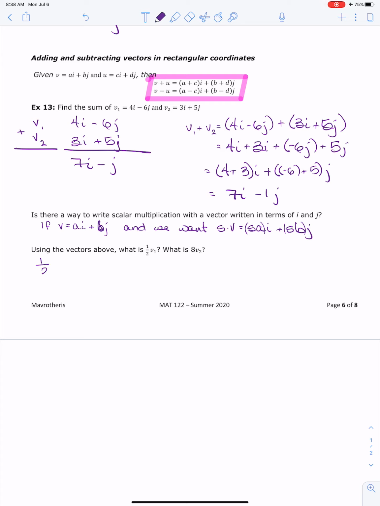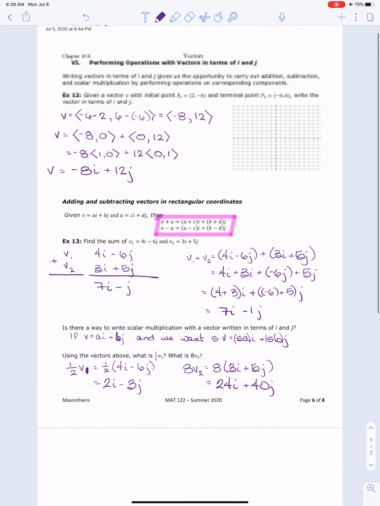So if we want 1/2 v sub 1, that's 1/2. My v sub 1 was what? 4i minus 6j? One half of 4 is 2i. 1/2 of 6 is 3 times j. One more time, 8 times v sub 2 is 8 times, what do we have, 3i plus 5j. 8 times 3 is 24. 8 times 5 is 40.